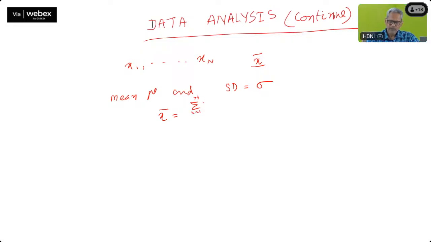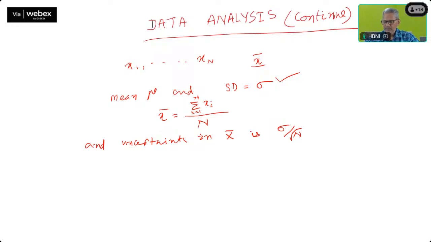the sum from 1 to n of xi divided by n. This is your average, and now the uncertainty in x bar is sigma by root n. You see, it is not sigma; your population has a standard deviation sigma, but when you make a sample measurement, your uncertainty in x bar is sigma by root n. This is what we learned last time.